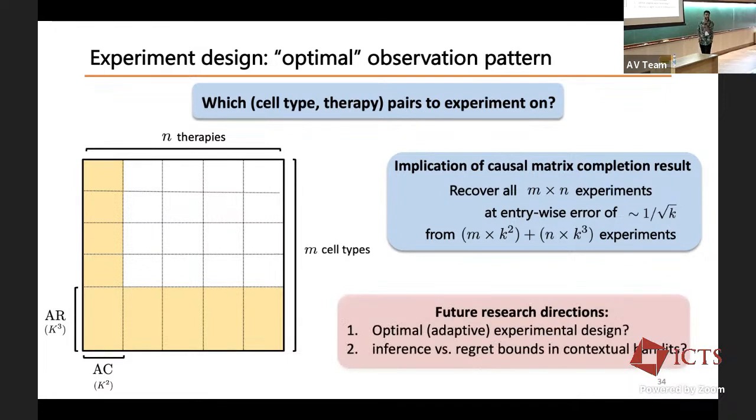Again, some interesting things one might think about, if you're interested in this kind of work, feel free to talk to me, is what is the optimal experiment design or adaptive experiment design? And also, can you use this kind of technology for inference versus regret bounds in contextual bandits? I think there is interesting work to be done to bring collaborative filtering methods to the bandit literature.